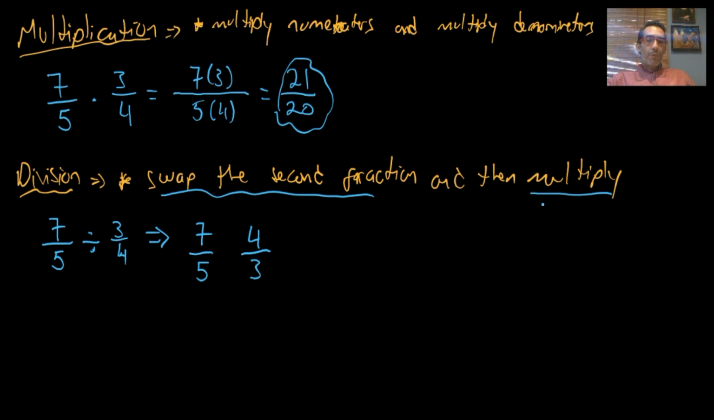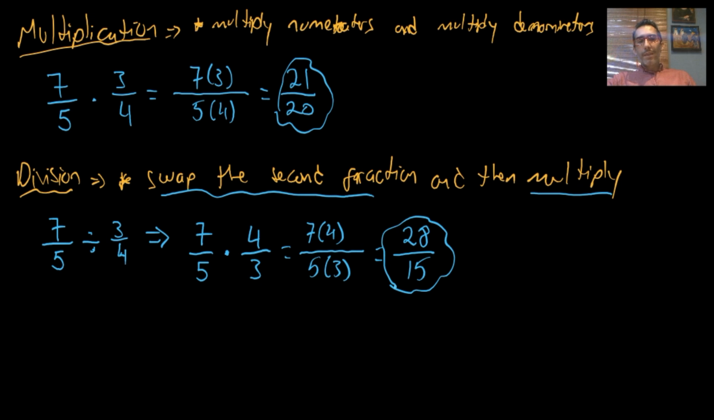And then multiply. After flipping the second fraction, now I perform the multiplication. You already know how to perform the multiplication. 7 times 4, straight, numerators, and then I multiply denominators. This will be 5 times 3. We solve it. 7 times 4 is 28. 5 times 3 is 15. And this will be your answer. That's the whole thing, okay? Don't overcomplicate it.